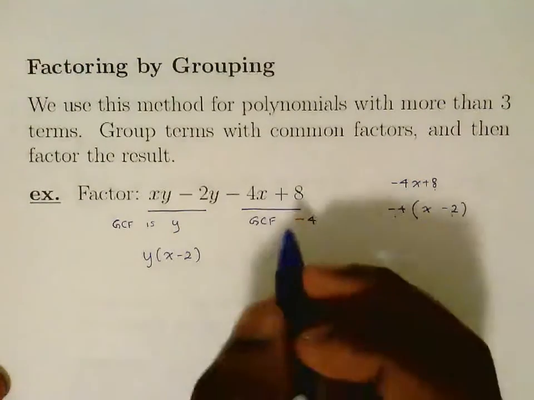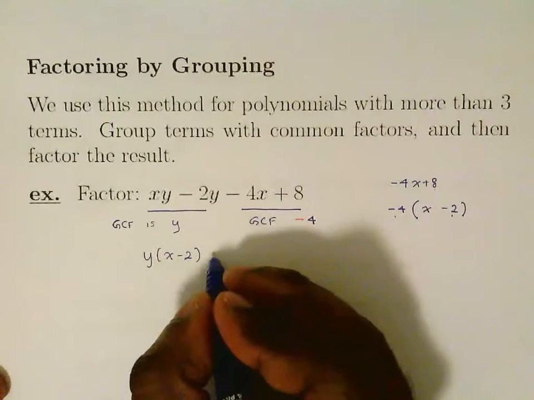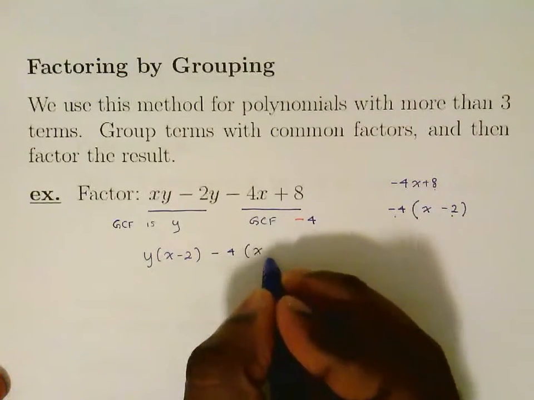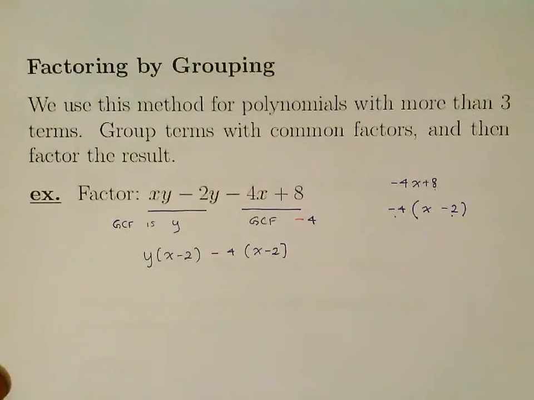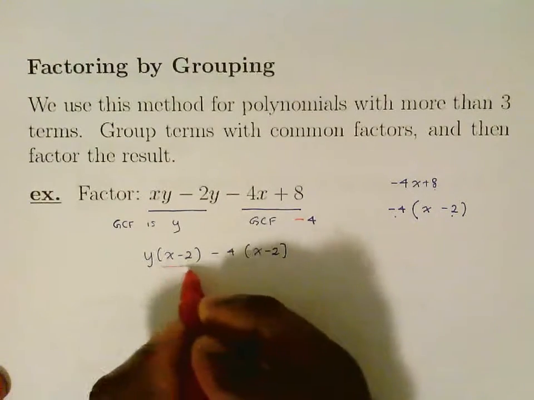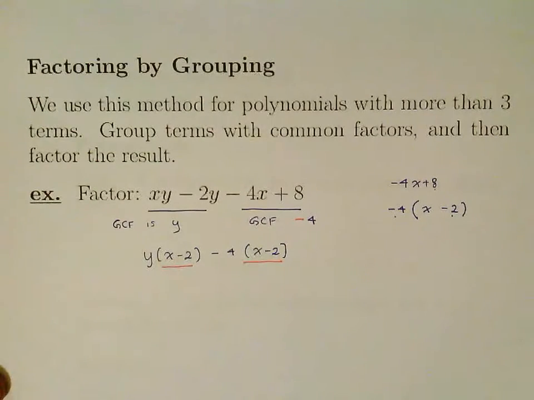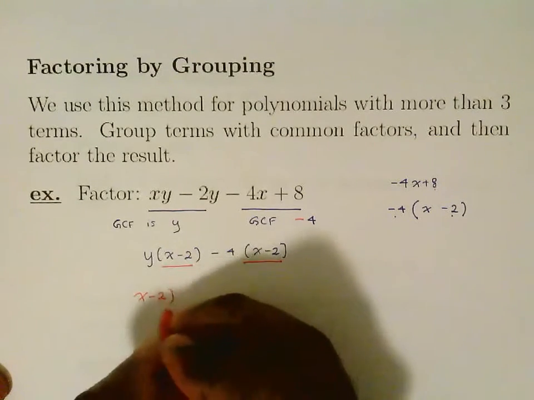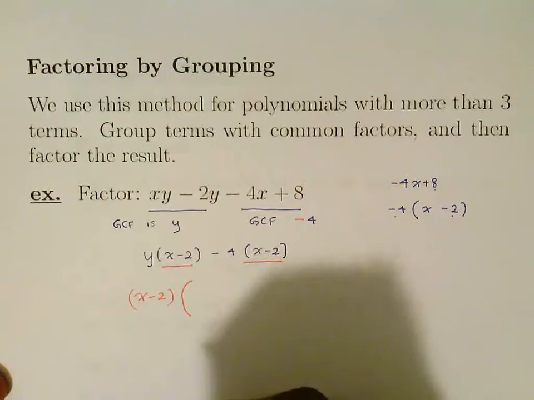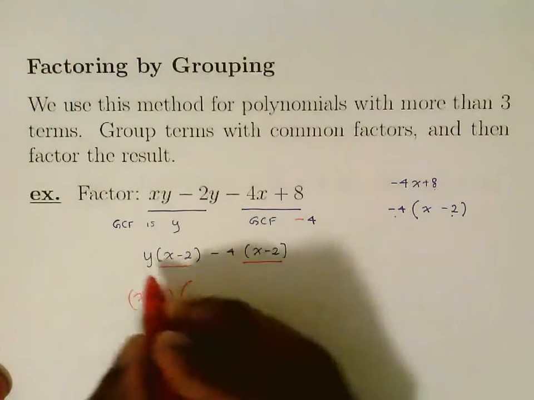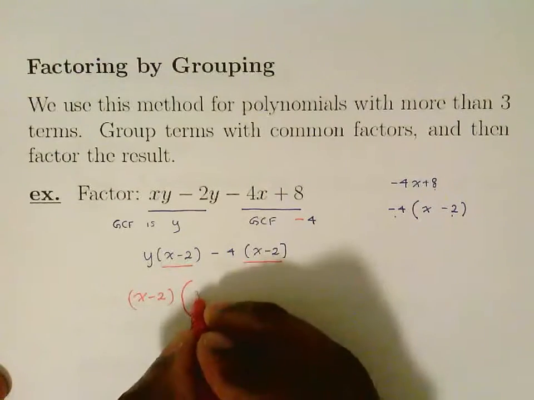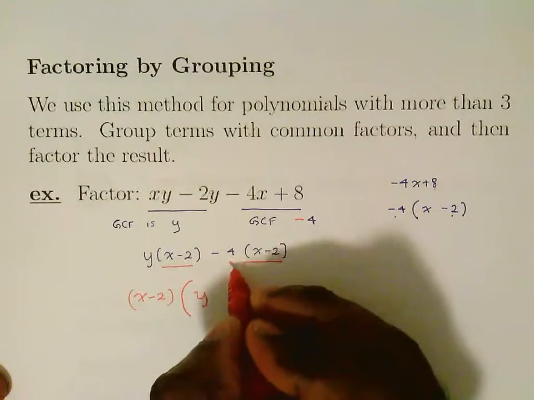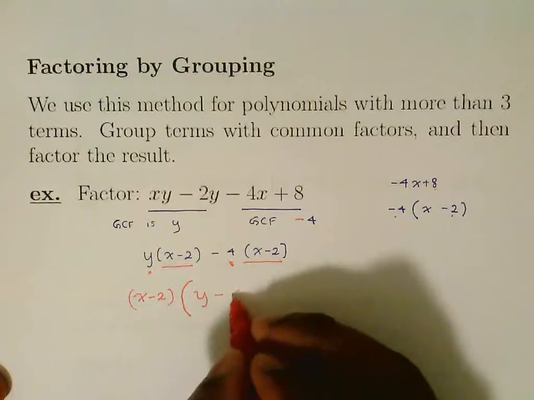So the reason I took this negative, because you will see when you write it down, minus 4 times x minus 2. Now you can clearly see that we have one more common factor. So how do you factor using common factors? You take it out. So you write it on the outside. And then write down what's remaining from the first term, that is y, and write down what's remaining from the second term, that is minus 4.